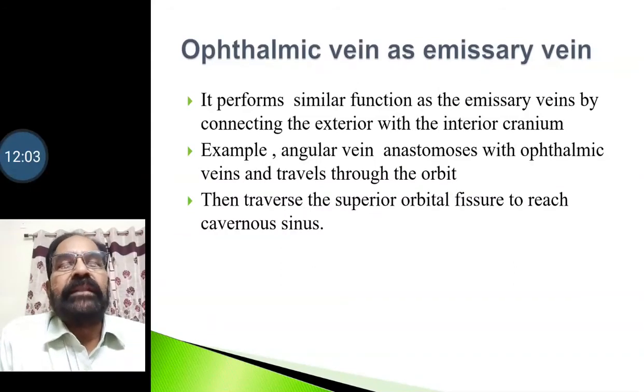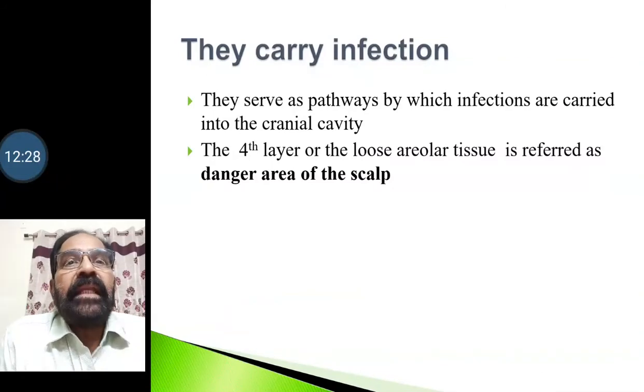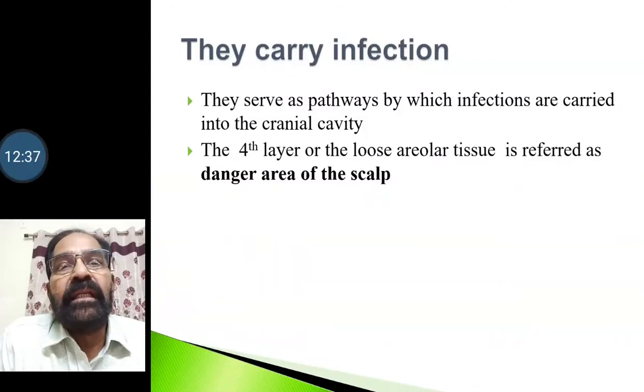Ophthalmic vein as emissary vein. It performs a similar function as emissary veins by connecting the exterior with the interior cranium. For example, the angular vein anastomoses with the ophthalmic vein and travels through the orbit. Then it travels through the superior orbital fissure to reach the cavernous sinus. They carry infection. So the emissary veins serve as pathways by which infections are spread into the cranial cavity. That's why the fourth layer, the loose areolar tissue, is referred to as the dangerous area of the scalp.